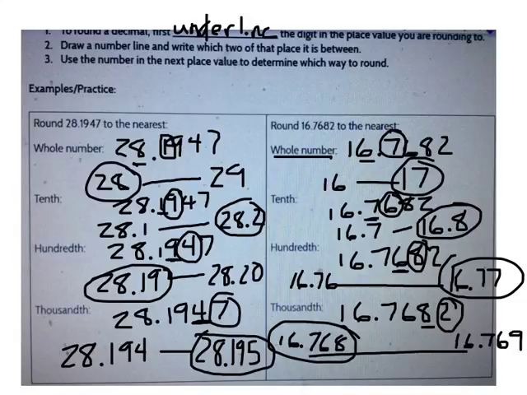So whenever you are rounding, underline the digit in the place you're rounding to, write the two numbers it's between, and then use the number in the next place value to determine which way to round.